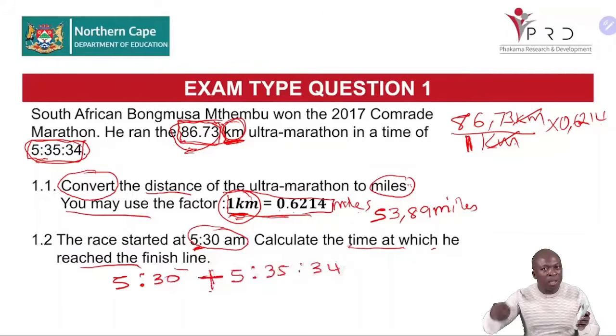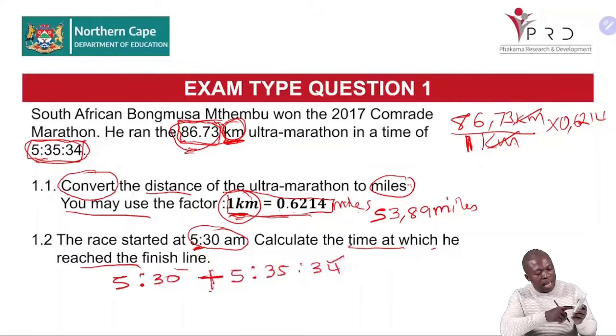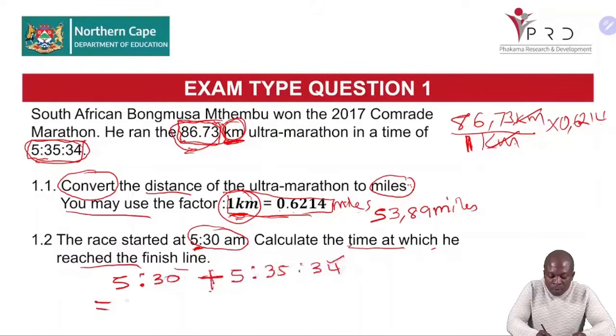Remember how I'm doing it. Every time I press, I have to press the time button so that the calculator begins to add for me. So I've pressed 35 time button. My next one is 34 time button. Then once you finish, you press your equal sign. As soon as you press the equal sign, the calculator will add it for you. So what you are going to get now is 11,5,34. It means it's what? 11, 5, 34.